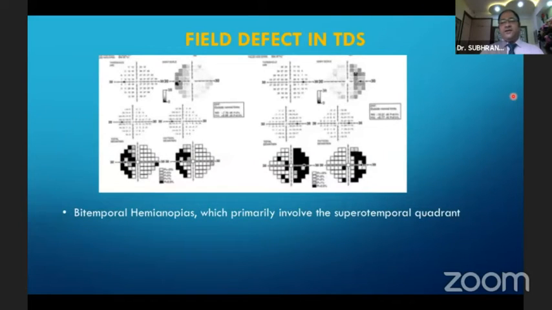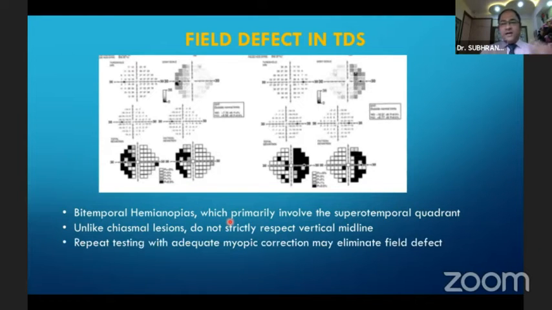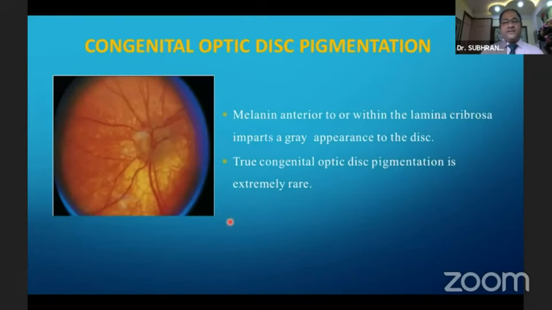And field defects, this is very important. We do get bitemporal hemianopias in the tilted disc syndrome, which primarily involve the superotemporal quadrant. But what is most important, unlike chiasmal lesions, these do not strictly respect the vertical midline, and repeat testing with adequate refractive correction may actually eliminate the field defect.